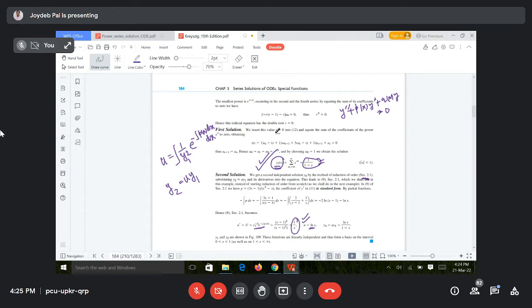And if it is clearly written that find by Frobenius method the general solution of this ODE, the general solution means you have to find y1, y2, and then lastly you have to write y is equal to c1 y1 plus c2 y2.